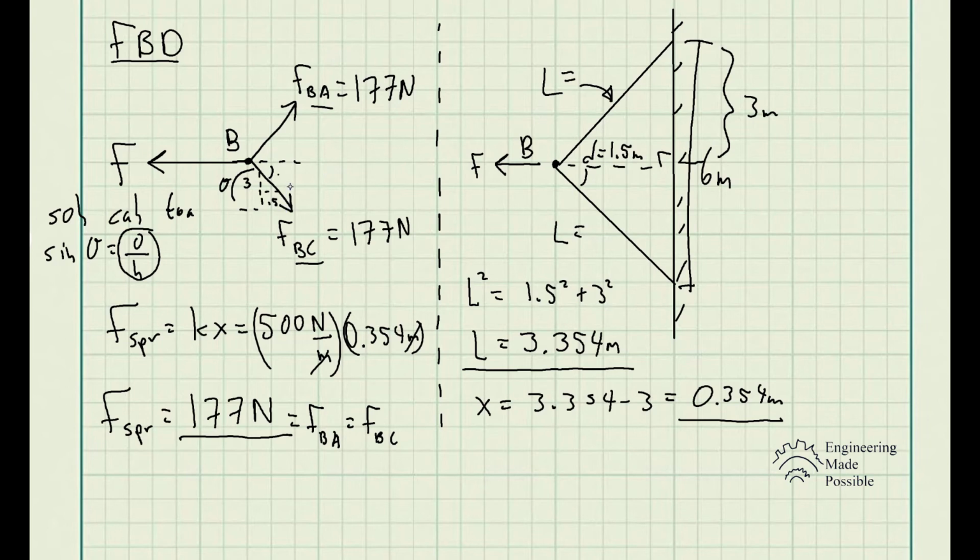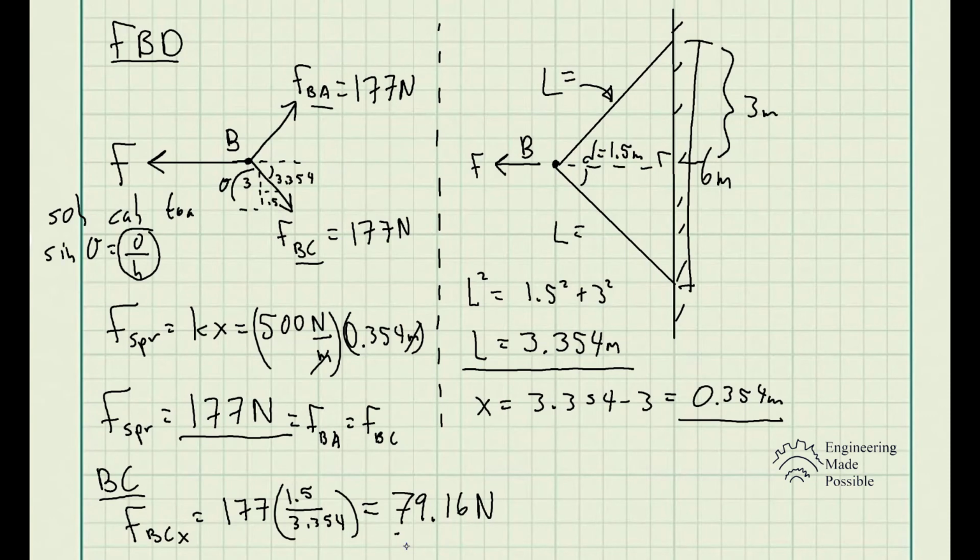So let's do that again below. The force in cable or spring BC along the x direction is equal to 177 newtons times cosine theta, which essentially is adjacent over your hypotenuse, 3.354. So instead of writing cosine theta and solving for theta first, you basically just skip a step here and it makes it a lot faster. So we get 79.16 newtons along the x direction.